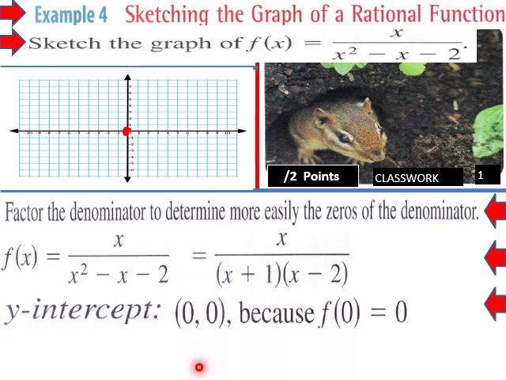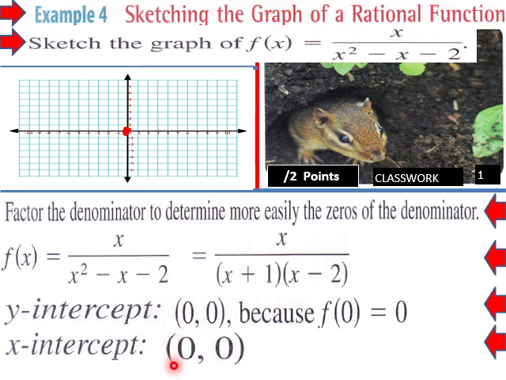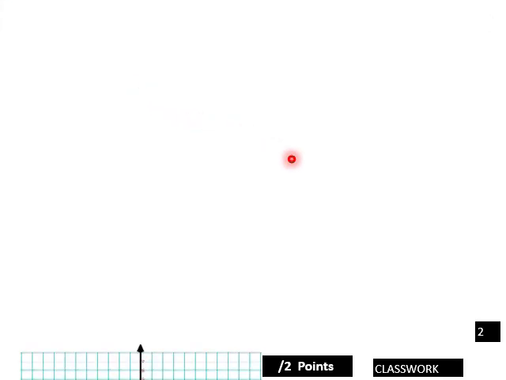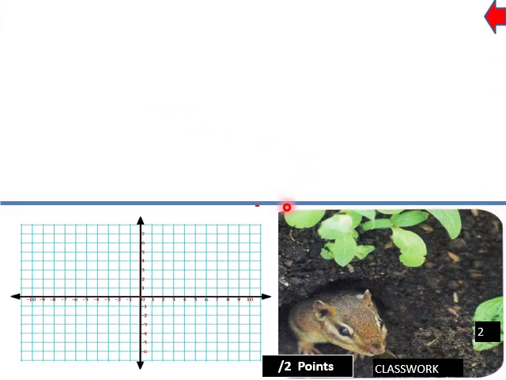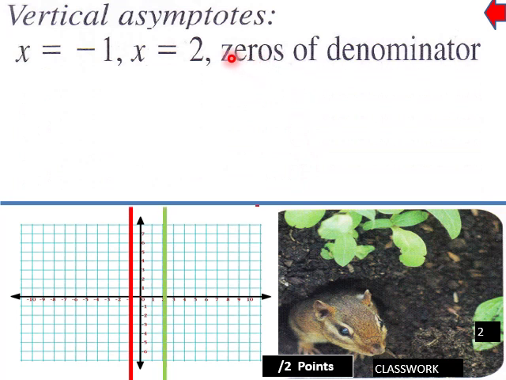So now you can find your zeros: 0, 0, because f of 0 equals 0. When x equals 0, y equals 0. So we know this is your y-intercept here at the origin, and your x-intercept is also 0, 0. Okay, so moving on to graphing this rational function.